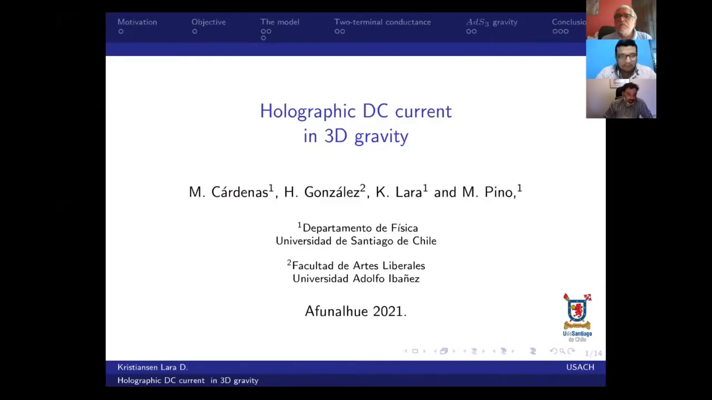It's a talk on holographic DC conductivity in 3D gravity.